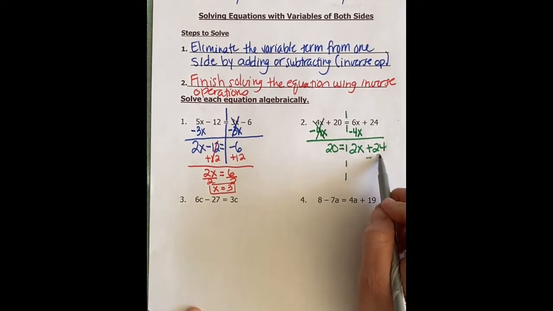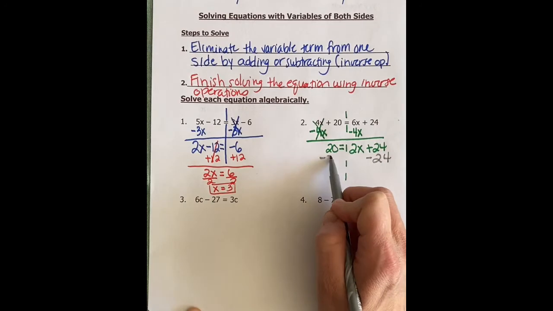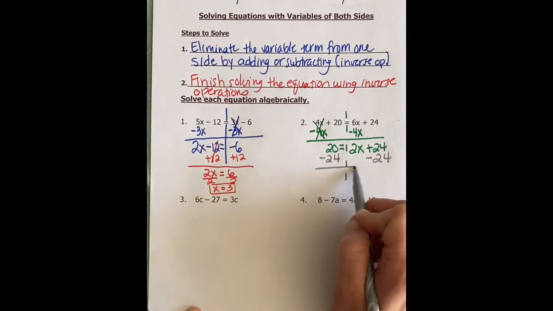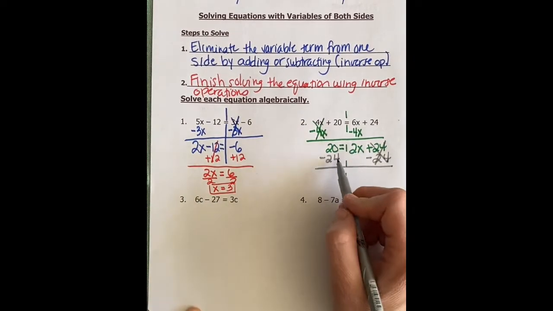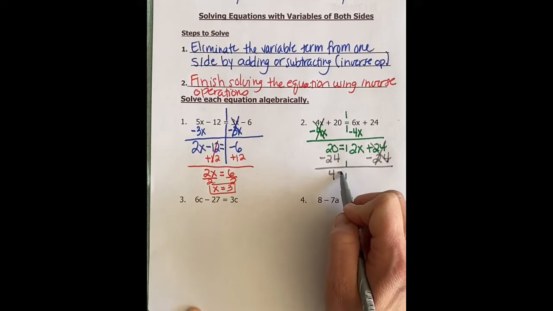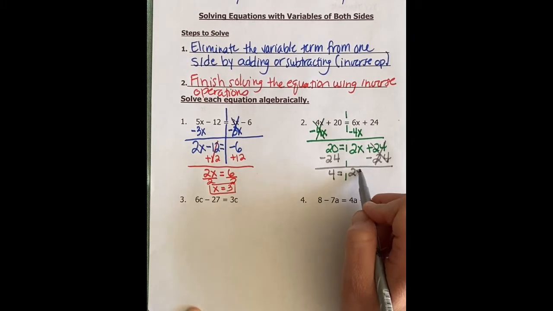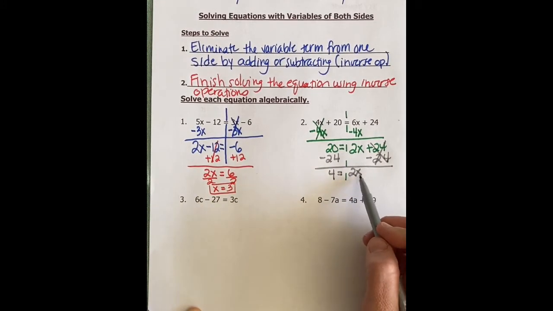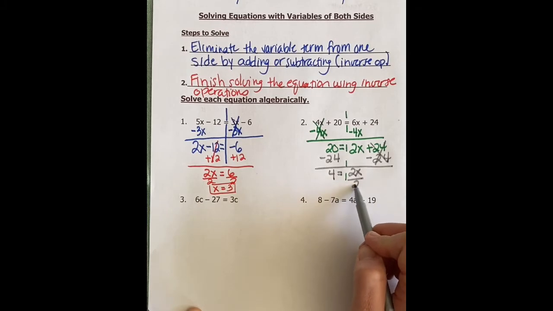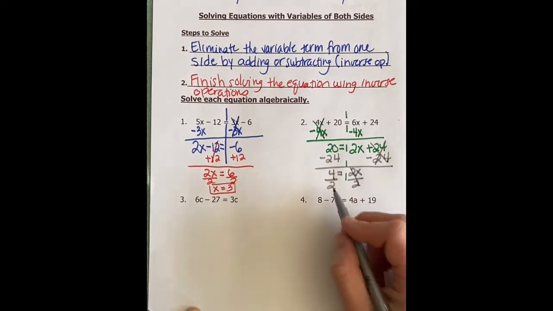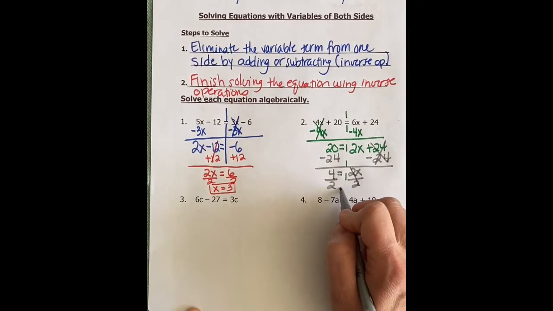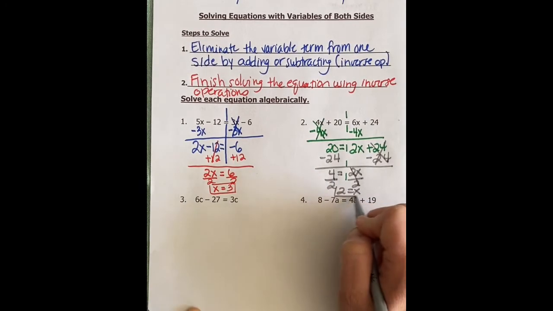So I have to do the inverse and subtract 24 from both sides. Remember, you're always working on getting the variable by itself. So the 24 is eliminated. 20 minus 4 is 4, equals, bring down my 2x. And now 2 and x are being multiplied. So the inverse is to divide both sides by 2. 2's divide out, and 4 divided by 2 is 2. So x is equal to 2.